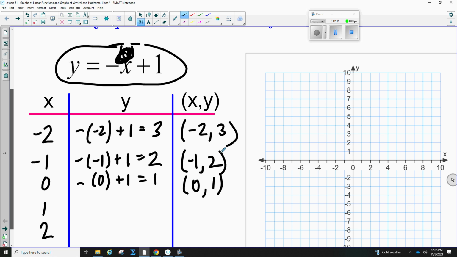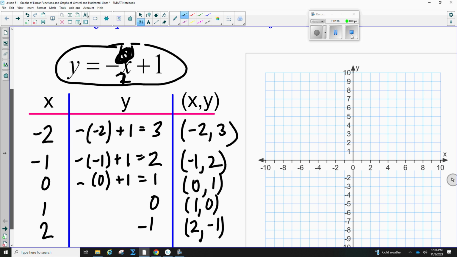Anyone notice a pattern here? 3, 2, 1. What's my next answer going to be? Decrease by 1, right? What would my next answer be? Okay, you could check that though. Let's double check. When you plug in 1, what's negative 1 plus 1? 0. When you plug in 2, what's negative 2 plus 1? All right, good. So when you plug in 1, you get 0. When you plug in 2, you get negative 1.